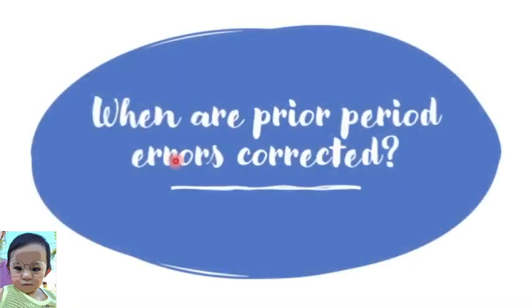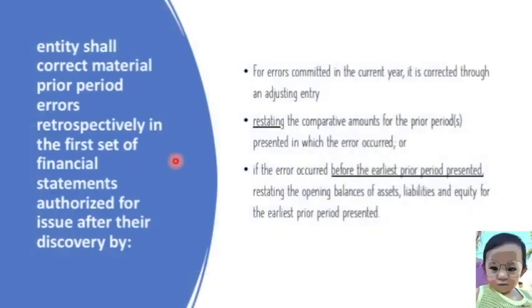So when are they corrected? According to PAS 8, the first bullet I just inserted this one. It's not in the standard. For errors committed in the current year, of course, and discovered in the same year, it is corrected through a correcting entry. I'm sorry, not adjusting entry. It should be corrected through a correcting entry.